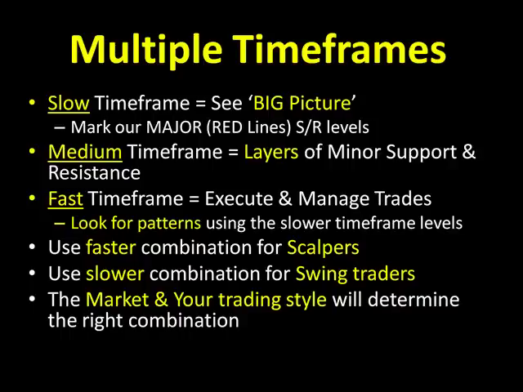Now, if you want to be a scalper, trying to make more trades every day, we can use a faster combination. If you're looking to be a swing trader or a position trader, we can use a slower combination. But we're still going to use 3 fast, medium, and slow time frames. Of course, you can speed it up to be a scalper, or slow it down to be a swing trader.